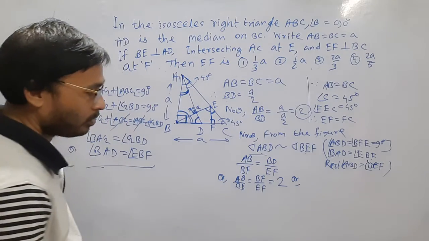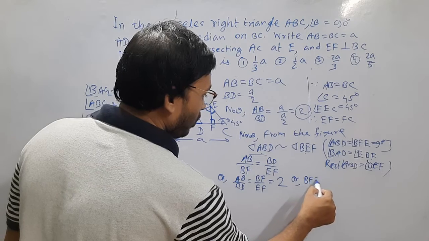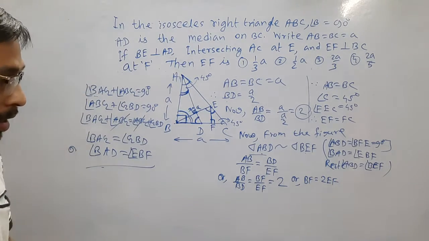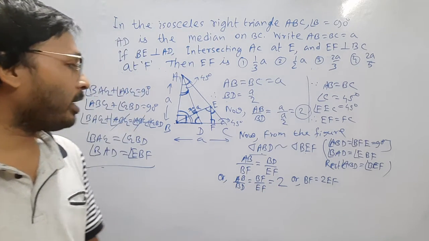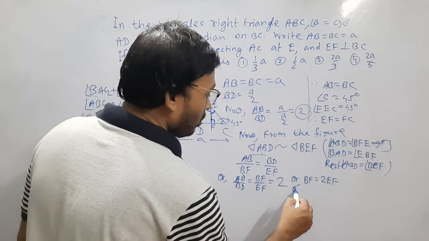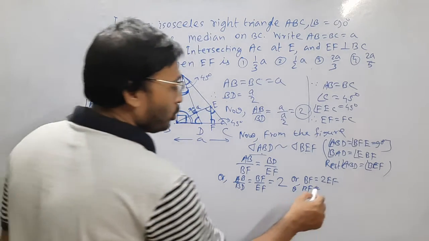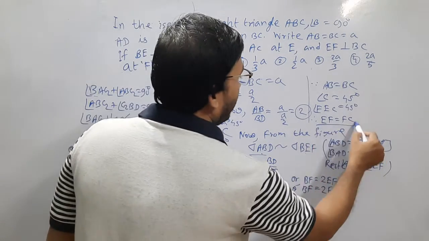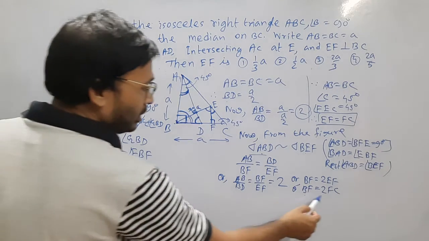or BF is equal to 2EF. Cross multiplying, BF is equal to 2EF, or BF is equal to 2FC because EF is equal to FC. So BF is equal to 2FC.